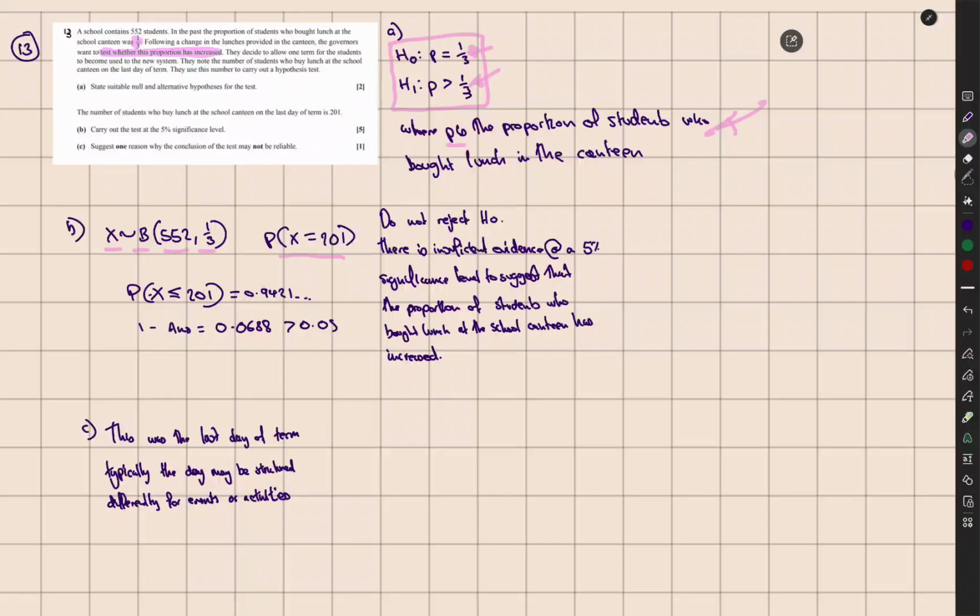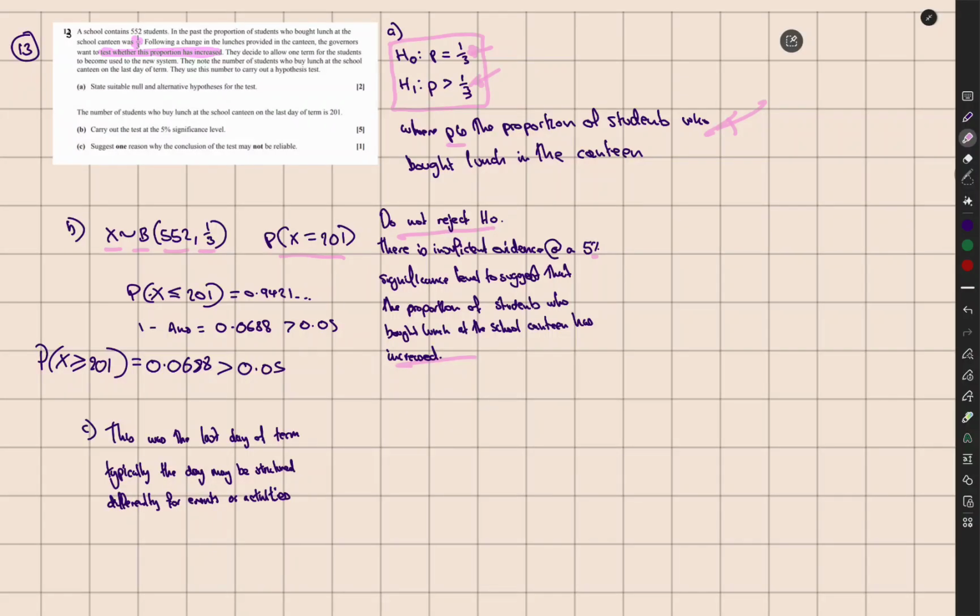However, if you've got the fancy calculator, you would have gone straight in and said, okay, P of X being greater than or equal to 201, and that would have given you straight away 0.0688. And you'd have said, okay, this is greater than 0.05, so it's greater than my significance level, therefore it is not in my critical region, therefore I cannot reject H0. I cannot reject H0. There's insufficient evidence at 5% significance level to suggest that the proportion of students who bought lunch at the school canteen has increased.